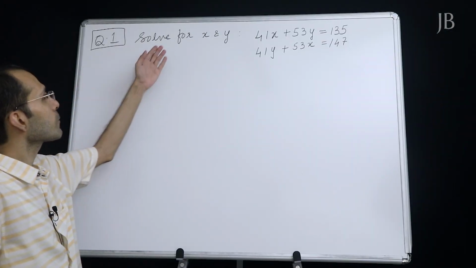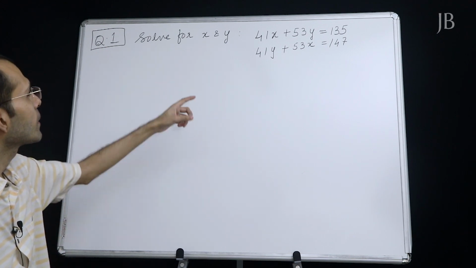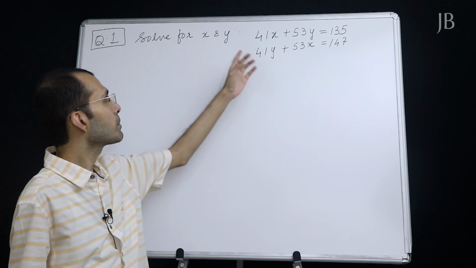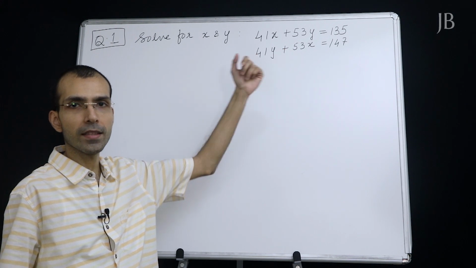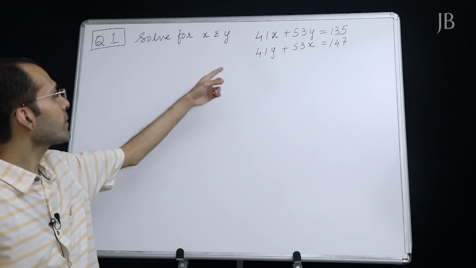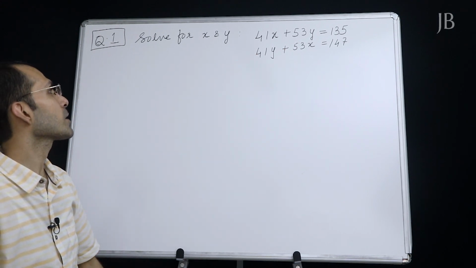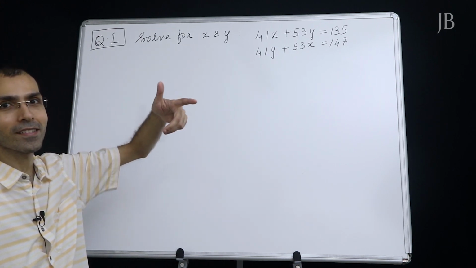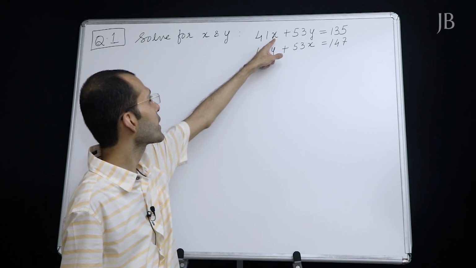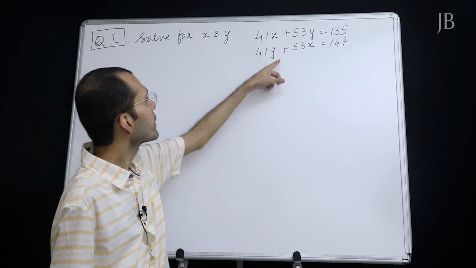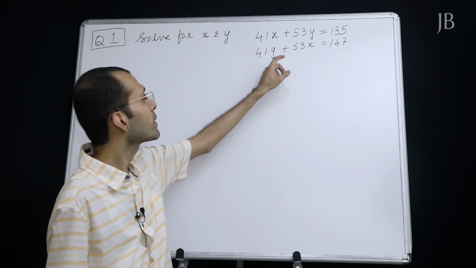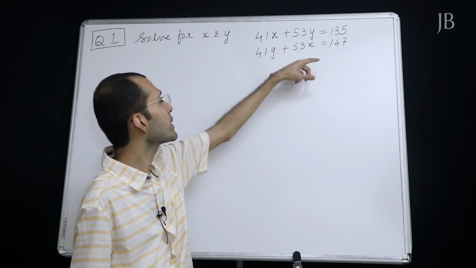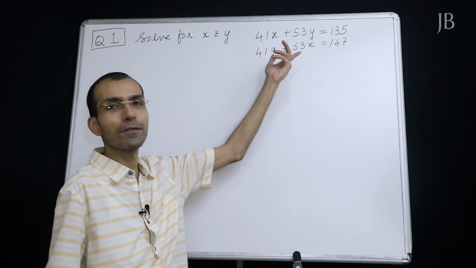Question 1. Solve for x and y. 41x plus 53y is 135. 41y plus 53x is 147. Now see, this is of the type coefficients interchanged. See, coefficient of x is 41. Here coefficient of y is 41. Here coefficient of y is 53. Here coefficient of x is 53.